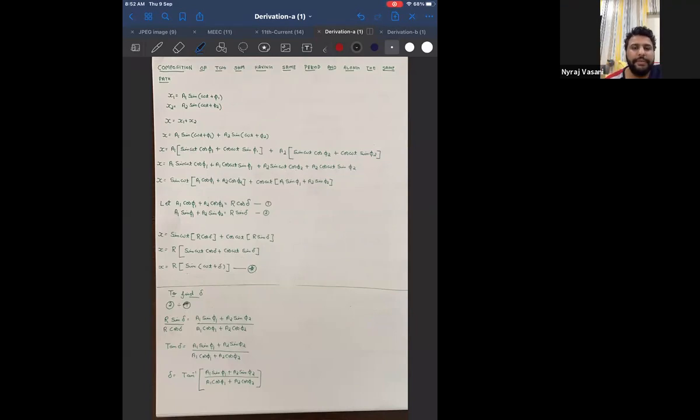There are many words which mean the same thing. For example, acetic acid is vinegar, correct? Chalk is calcium carbonate. Like that, alternate names. So superposition means addition.